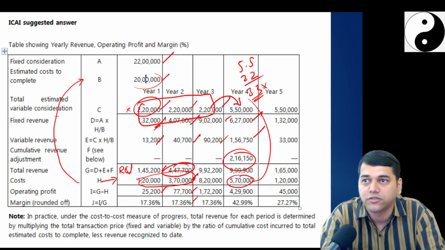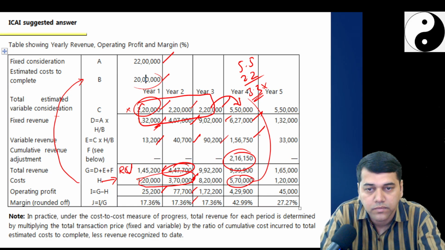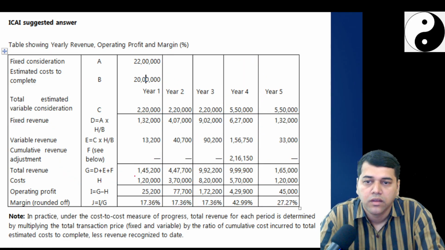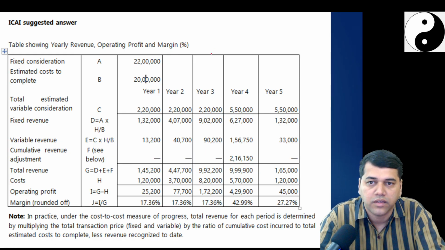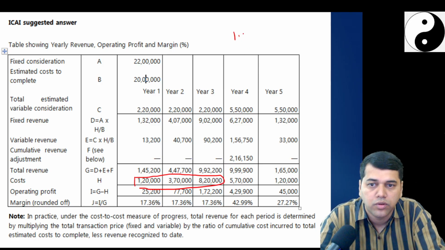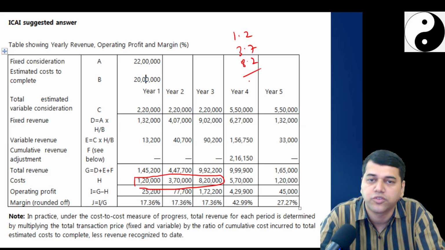No, you should get this 2,16,150. Yeah, we can do it, no? Okay, just do one thing. Just tell me the number. See, how much is the total cost you have incurred? 1.2 plus 3.7 plus 8.2. How much does it come to?